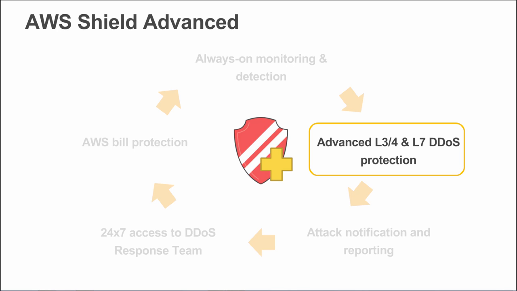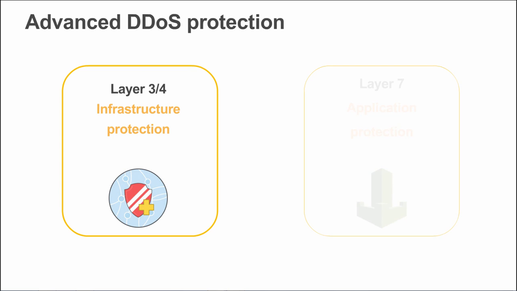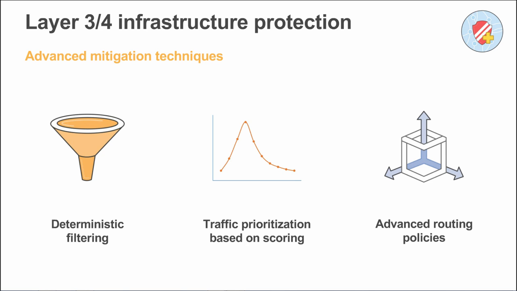Now, let's talk about actual mitigations or protections. Shield provides mitigations or protections across all layers. Let's categorize these layers into layer 3 and 4, the infrastructure protections, and layer 7, the application protections. Let's look at each one of these. Let's start with layer 3 and 4. What do we do here for protections? There are several mitigation techniques we use for layer 3 and 4 infrastructure attack mitigation.